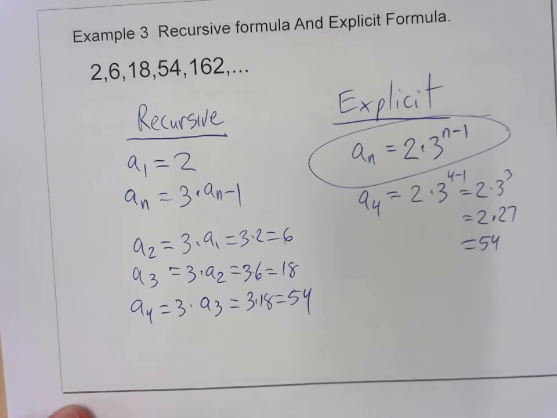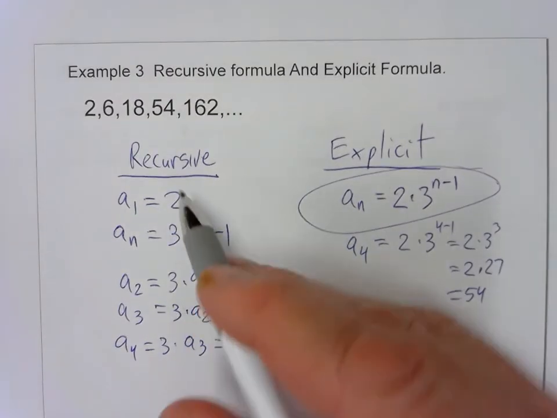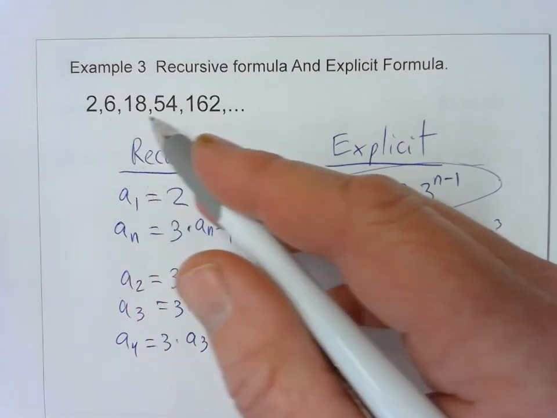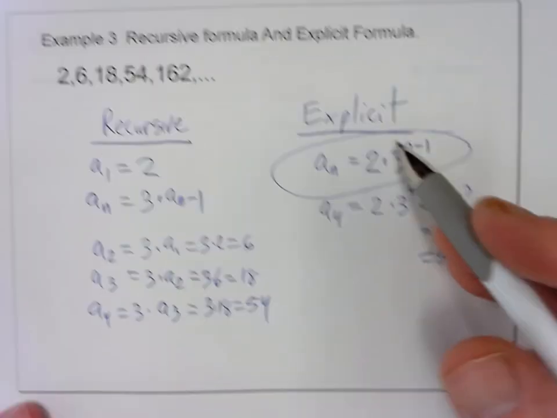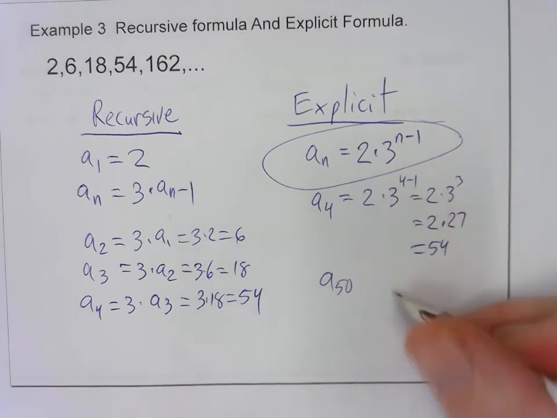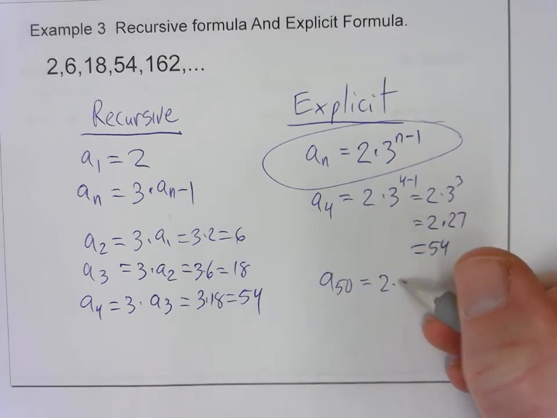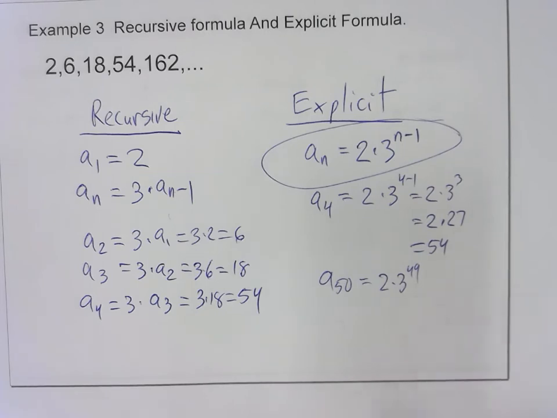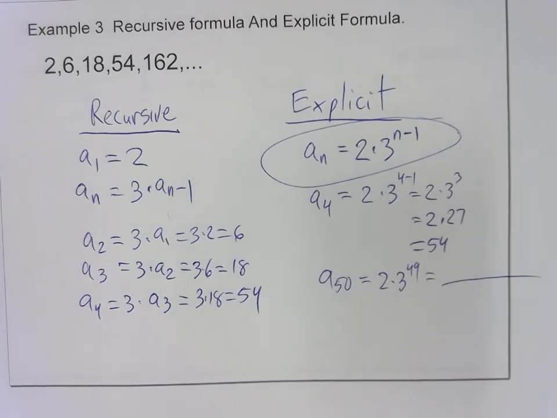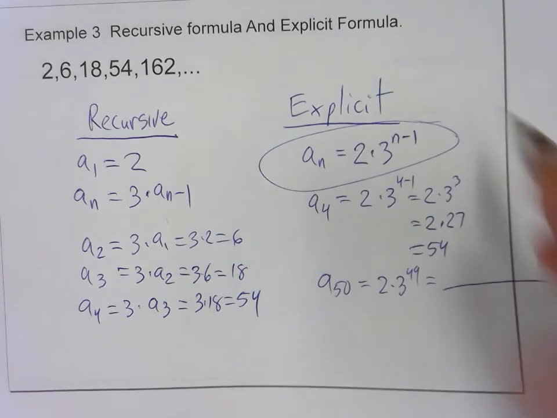Okay, so there it is. With the recursive one, you have to chunk your way through and just start with the first one and keep multiplying. Here you can jump anywhere you want to. Like if you wanted A50, it would be 2 times 3 to the 49th power, and that would be the 50th term, whatever that huge number is. So you can jump anywhere you want to in the sequence.